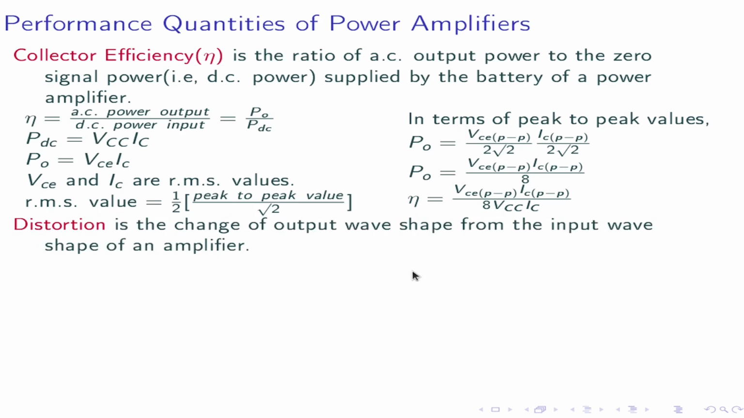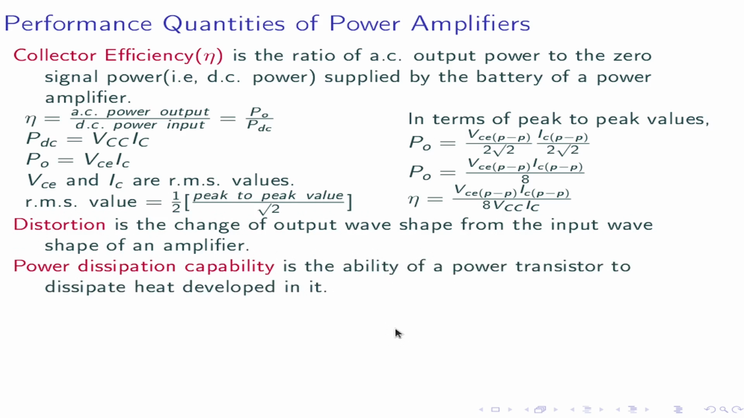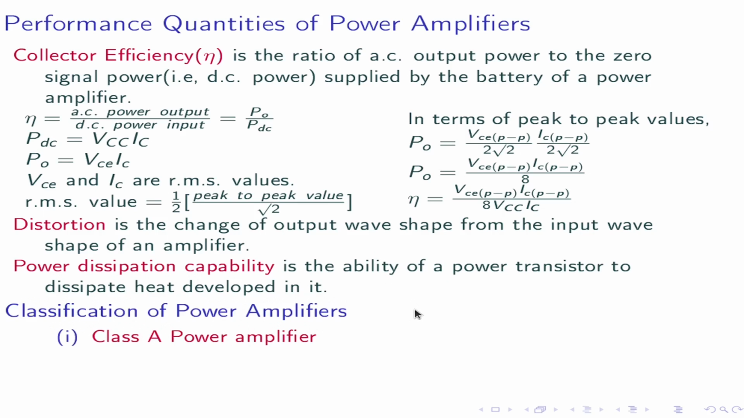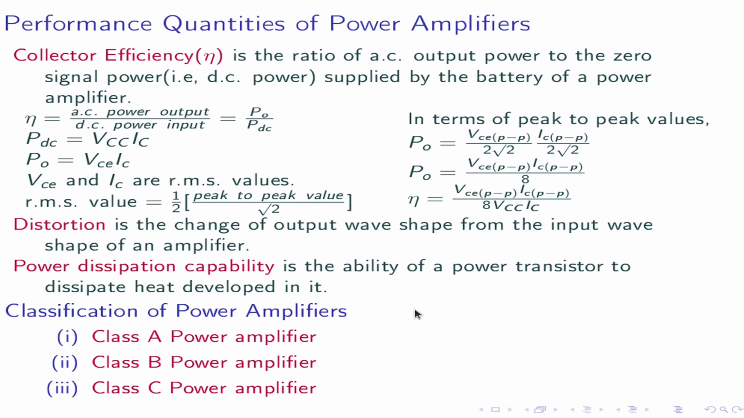Distortion is the change of output wave shape from the input wave shape of an amplifier. Power dissipation capability is the ability of a power transistor to dissipate heat developed in it. Power amplifiers are classified such as Class A power amplifier, Class B power amplifier, and Class C power amplifier. There are further classifications like Class AB, Class D, Class E power amplifier, etc.